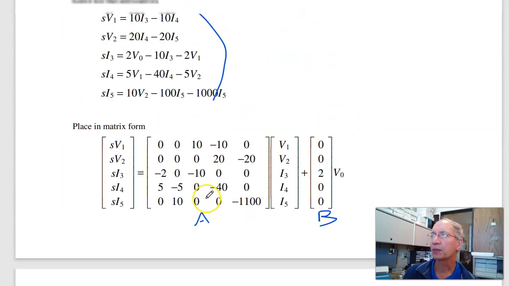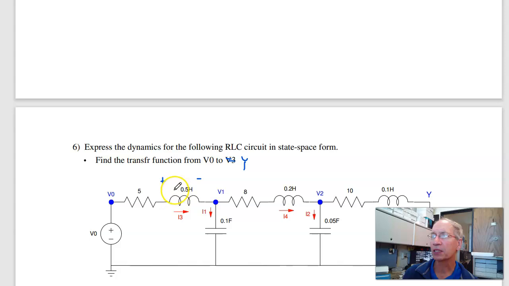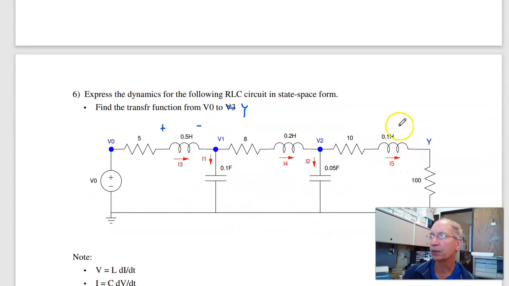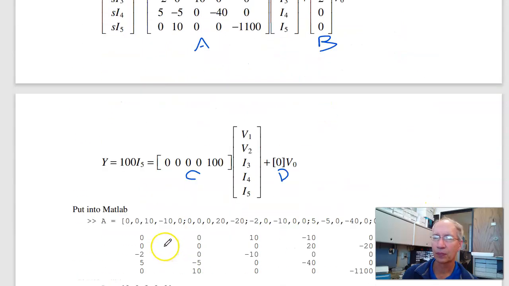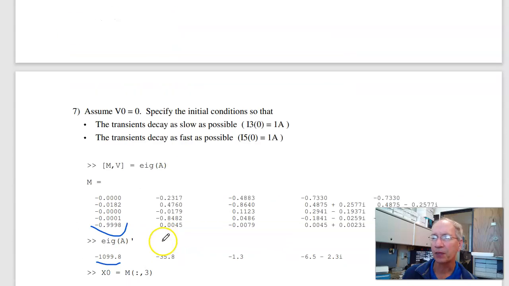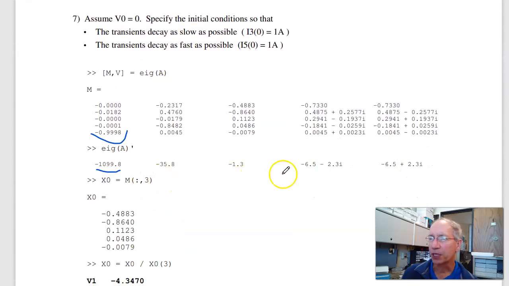Going back to the circuit, if my initial condition is basically 0, 0, 0, 0, 1, this current very quickly dissipates across 100 ohms. That's the fast mode. There's also a slow mode. That'd be this guy right here. That decays as e to the minus 1.3t. What decays that way is the eigenvector.